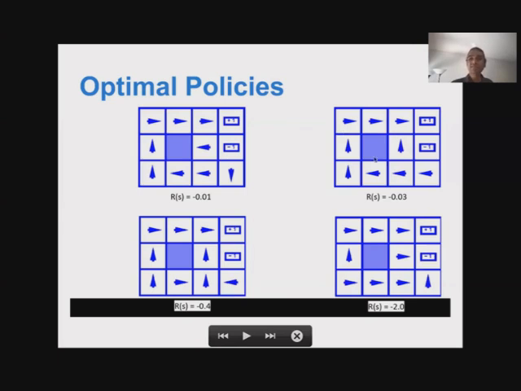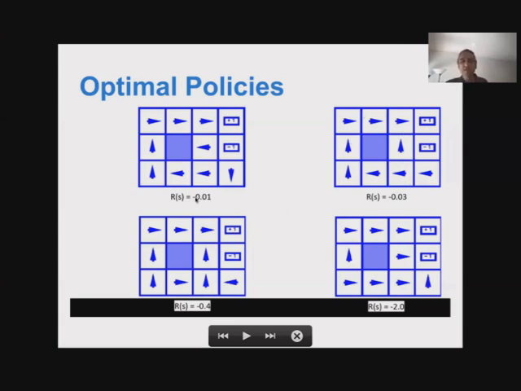Now over here, we can see that this is kind of in between. If you're 2 steps away from the goal, like here, then yeah, go up. But if you're over here, then just take the long way around. Instead of trying to go up, up, and over, take the long way around because it's safer.